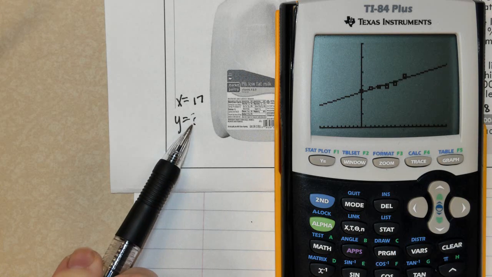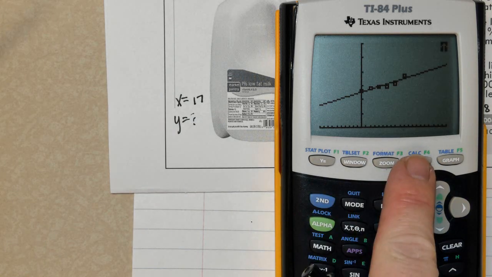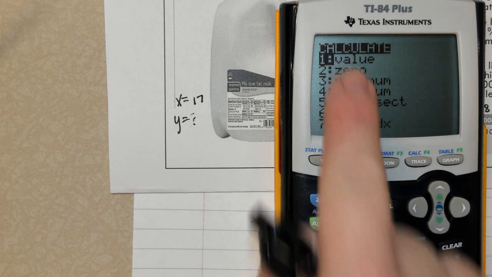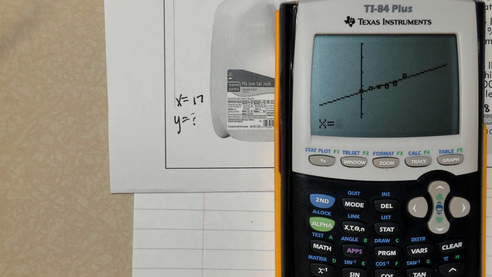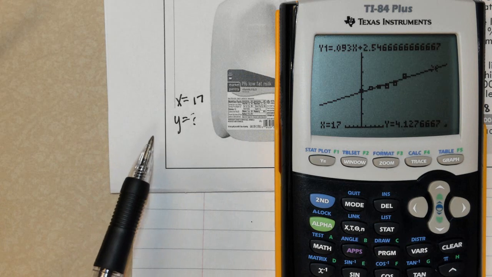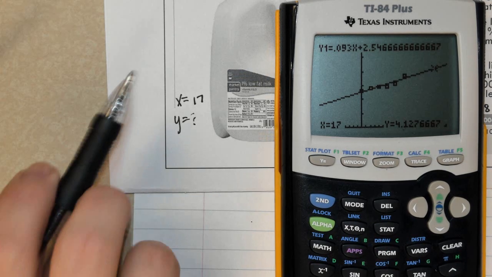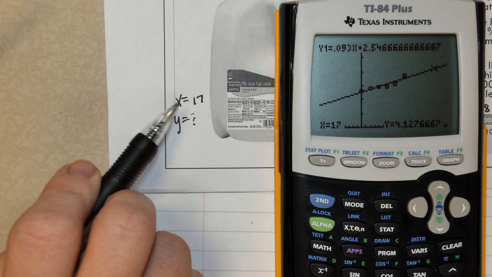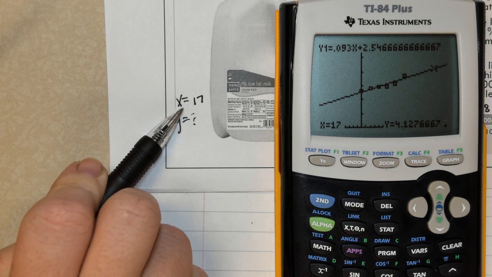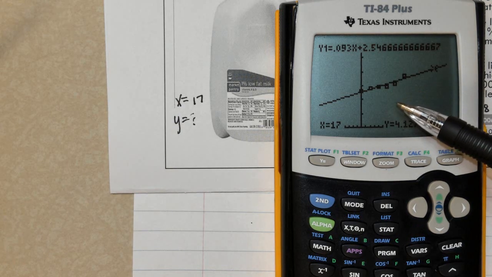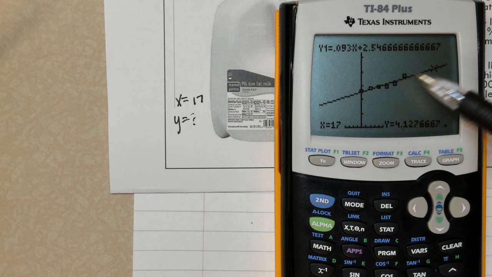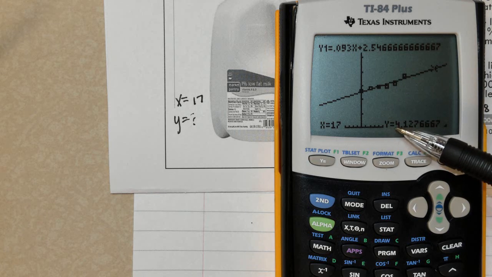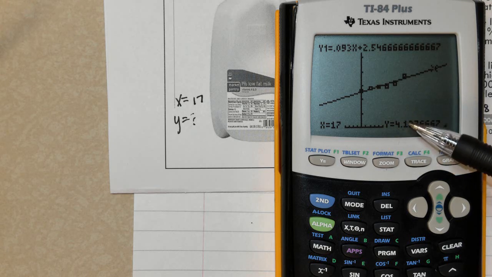Now to figure out this Y, you're going to go second, trace, value, 1, second trace value, and I'm going to type in 17. All right, what does this mean? We want to write a complete sentence. Not in the year 17, in the year 2015, we can estimate the cost of 1 gallon of 1% milk to be approximately $4.13. That's if I'm rounding to the nearest hundredth.